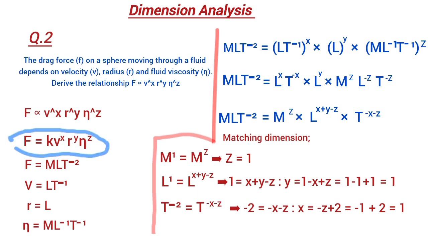Substituting this value into this equation, we have f is equal to k v raised to 1, r raised to 1, eta raised to 1.